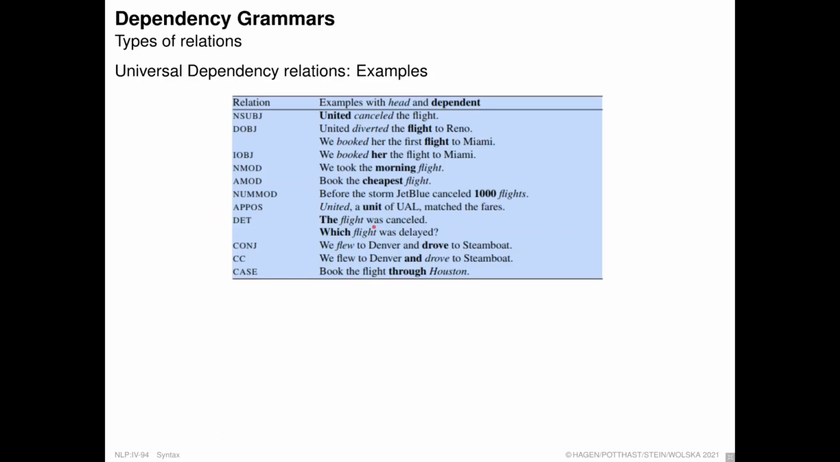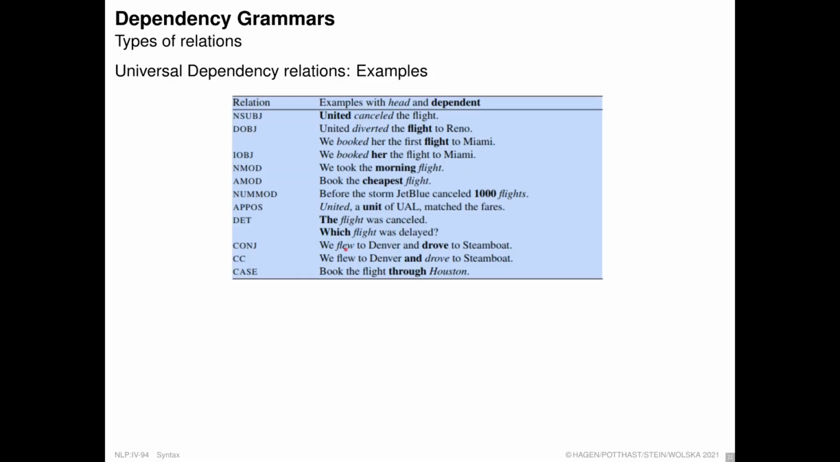Appositive, United, a unit of UAL, matched the fares. So here is an example of this kind of interjection by a small unit, in this case a nominal phrase. In a function of dependency, this kind of dependency function is called an apposition or an appositive modification. Determiner, this is easy. The flight was canceled. Which flight was delayed? Any kind of determiner falls into this category. The head would be the noun, and the determiner is the modifier.